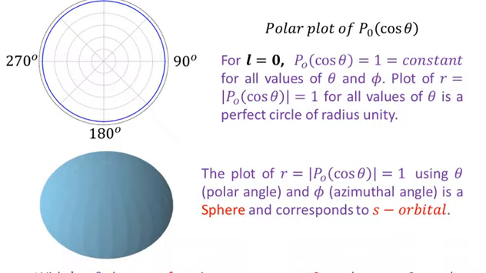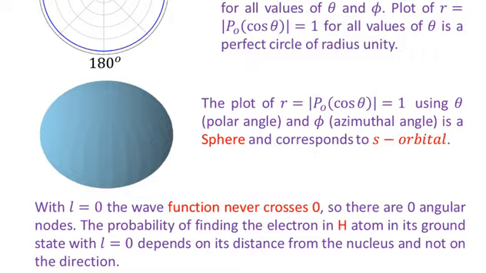But you know that if you see this polar coordinate system in terms of the actual geometry, that is the three-dimensional representation, it will represent a sphere, and the electron and the nucleus are centered in the center of this sphere. So we can say that the polar plot of R as a function of the mod of P0 of cos theta equal to 1, using theta as the polar angle and phi as the azimuthal angle, is a sphere, and this corresponds to s orbitals. You see that here I have given the name s orbitals.